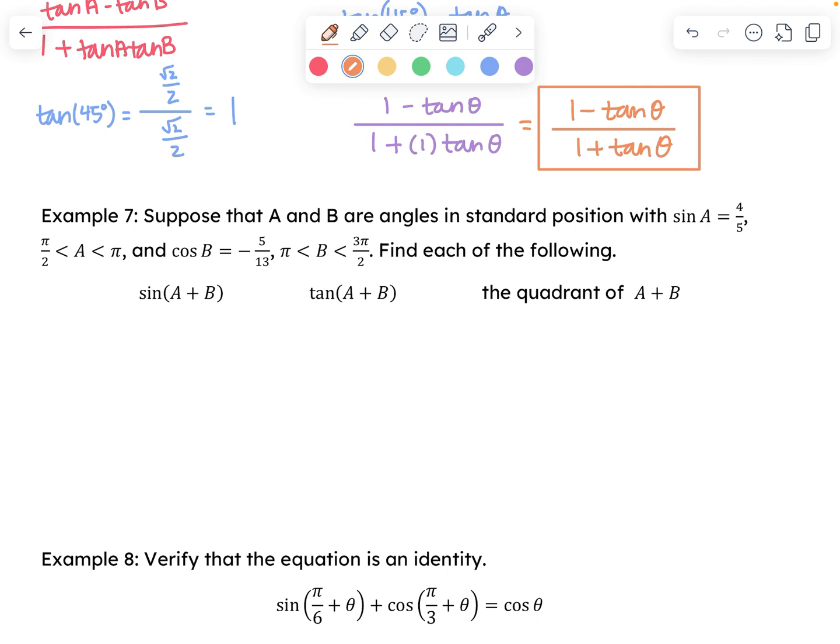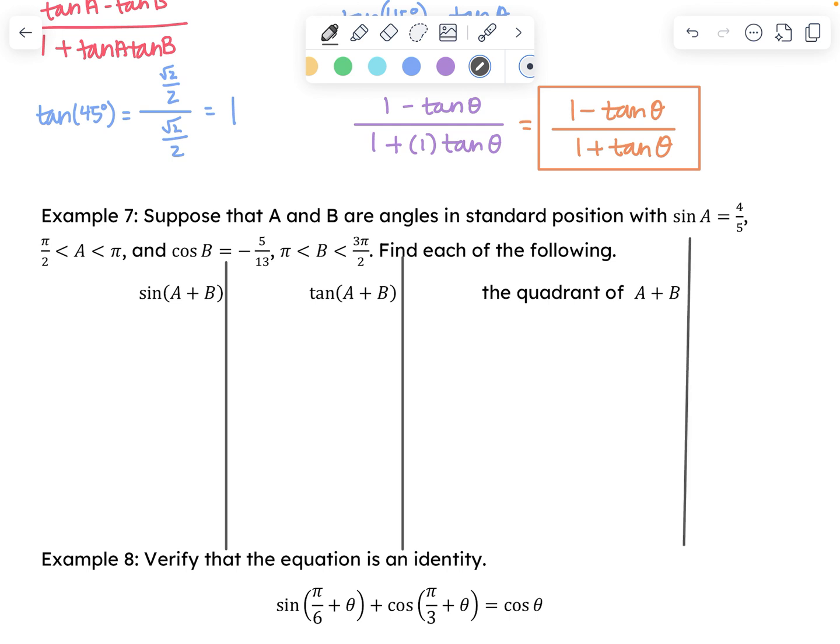All right, so we need to find, and I'm going to kind of section this off, sine of A plus B, tangent of A plus B, and then the quadrant that A plus B would be in. I did not section that off evenly. Scoot that one over.